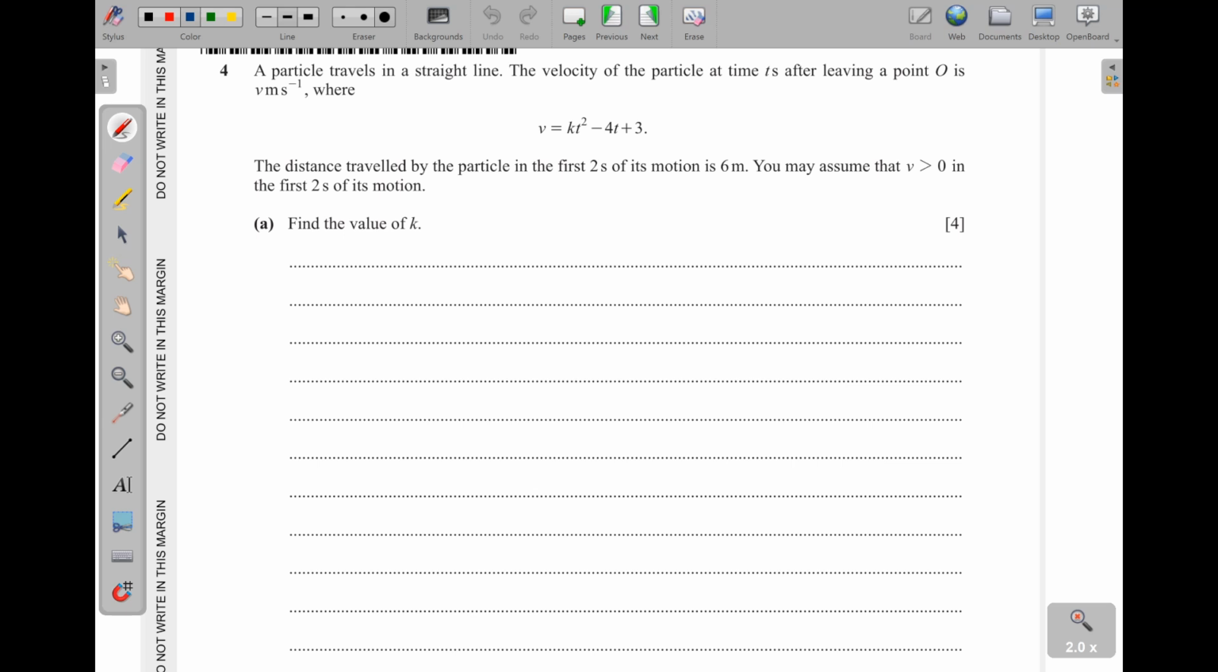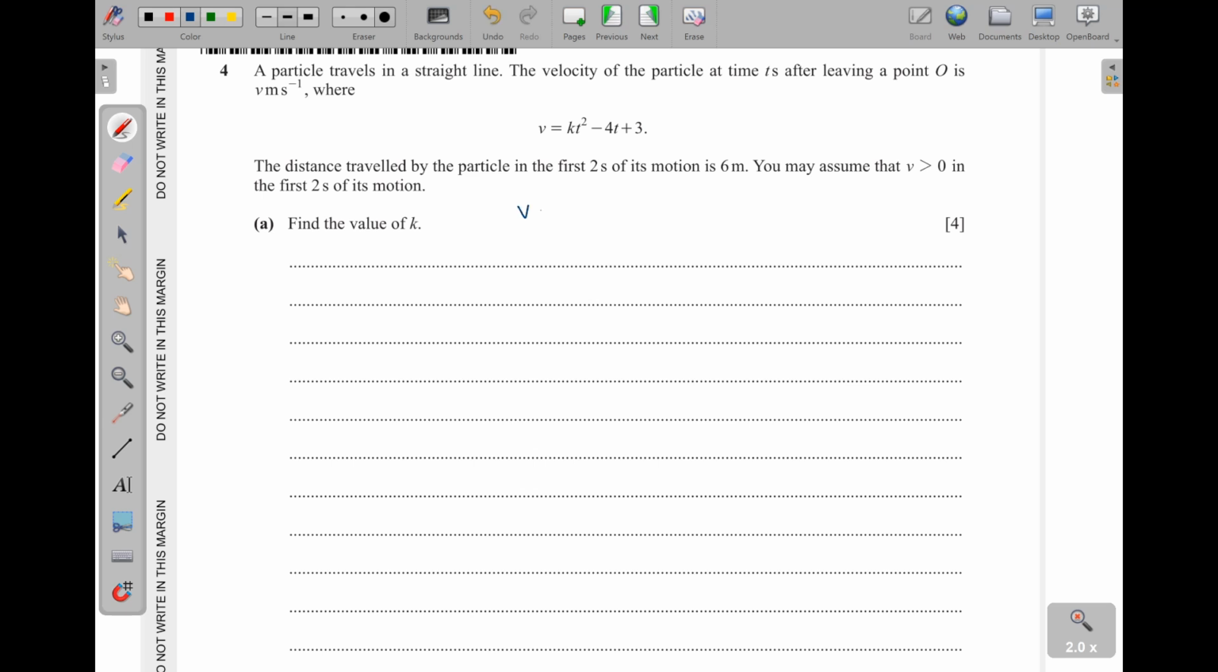Okay, so since they have given us the distance, we need to find the expression for the displacement. Also, since they have given us an expression for the velocity, we should know that this is under variable acceleration. So we don't use the other 3 equations of motion: v is equal to u plus at, s is equal to ut plus a half at squared, and v squared is equal to u squared plus 2as. Instead, we use differentiation and integration.